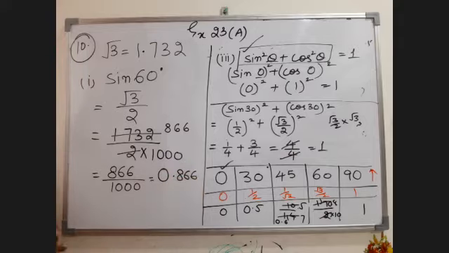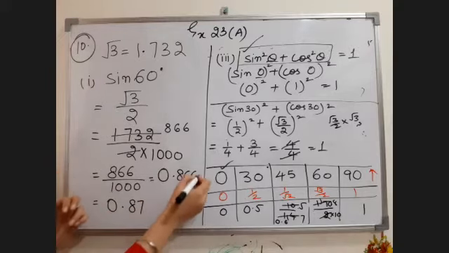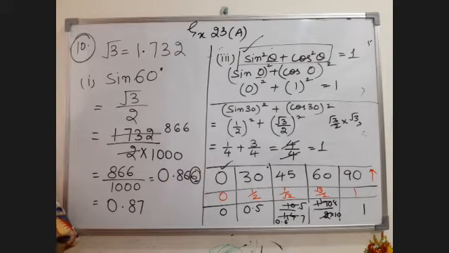But in the question, they have mentioned up to 2 decimal places, and this is 3 decimal places. So 0.87 is the answer. This we can round off because this last digit is greater than 5. If the digit is greater than 5, we just add 1 to the previous one, so it will become 0.87.